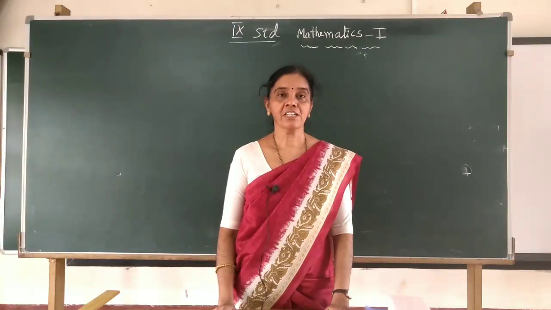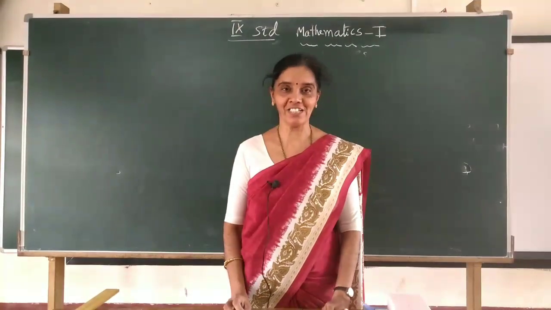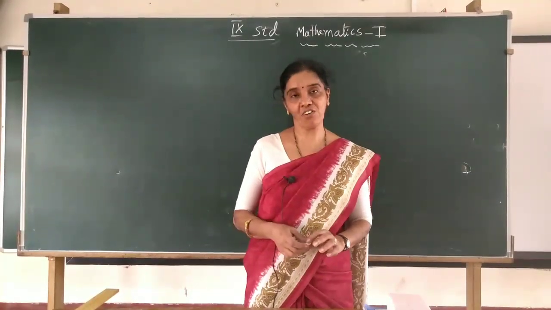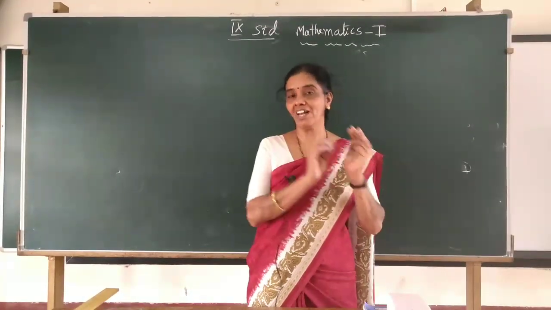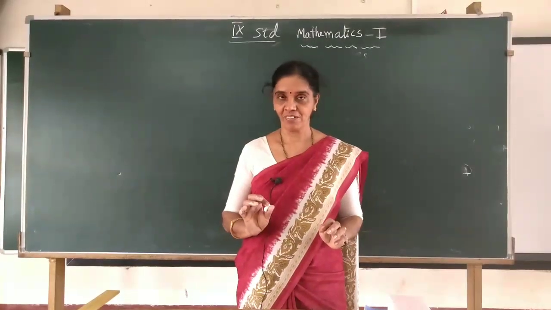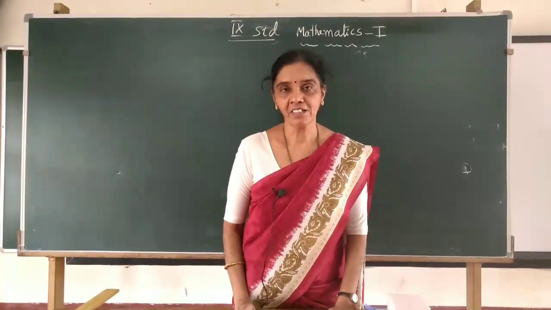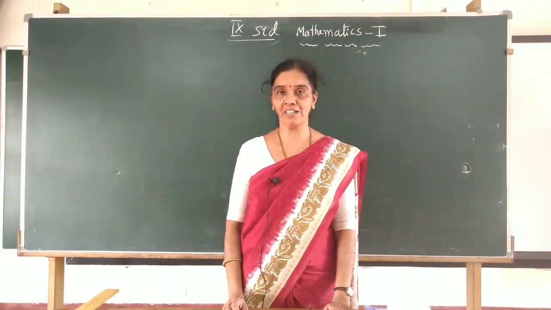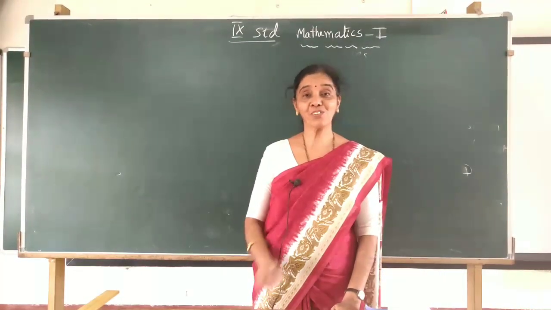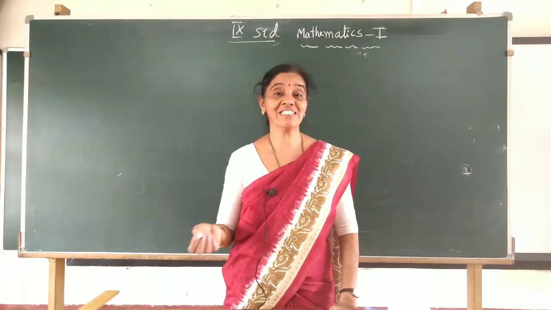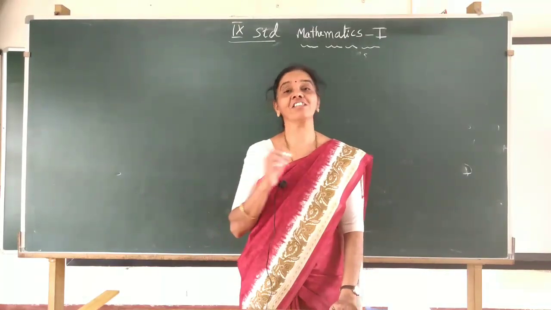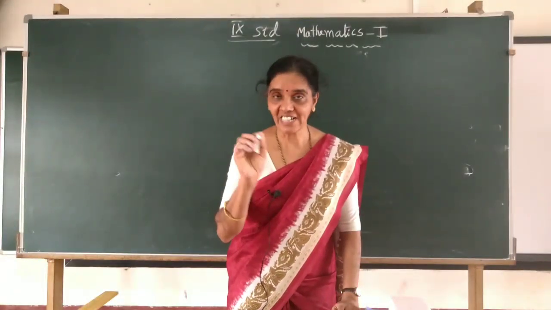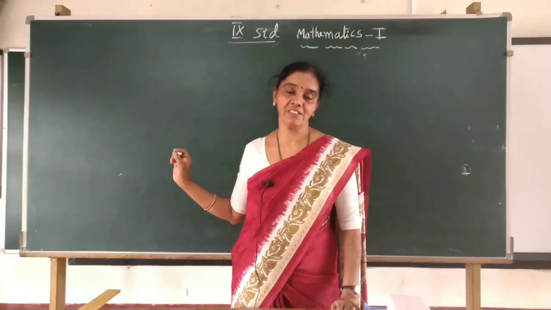Dear students, in the last class we learned about real numbers. A real number set consists of rational numbers and irrational numbers. Today we will learn how to represent an irrational number on the number line. You have learned how to write the integers and natural numbers on the number line. But square root 2, an irrational number, I want to represent it on the number line.